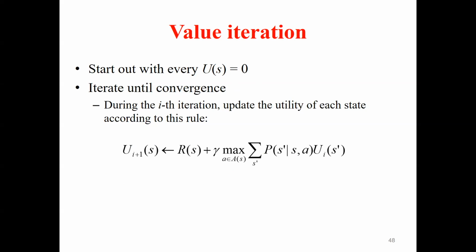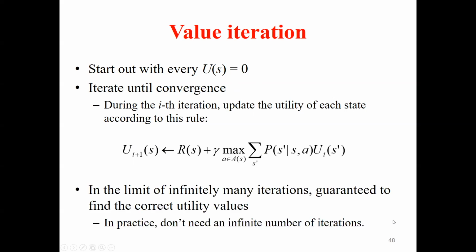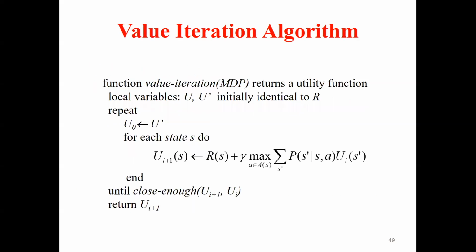The same is written over here in the form of the algorithm. So initially we'll start with zero utility. We'll keep on iterating until the convergence condition is met. We'll discuss the convergence condition. So during any iteration, let's say the ith iteration, we'll use the Bellman equation to solve it. So this is the code for the value iteration method.